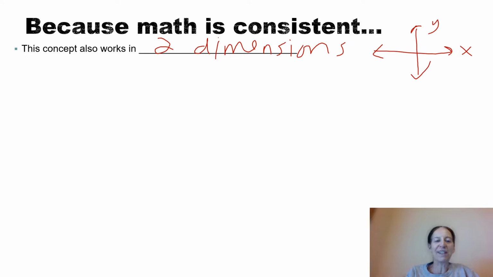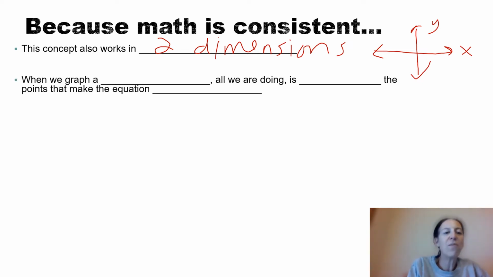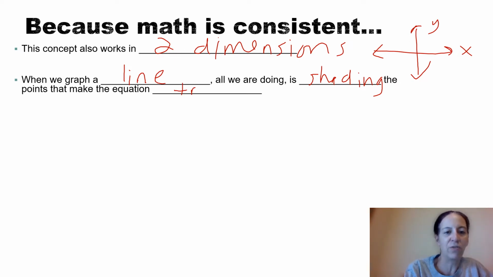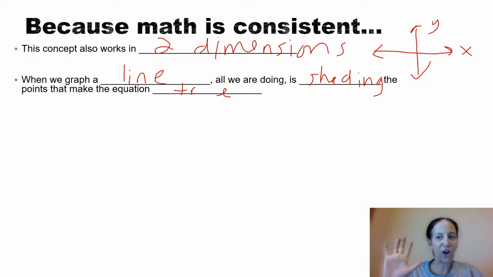So we are going to work through an example of this. If you did the summer assignment, which a good number of you did, then, if you genuinely watched the videos, you got a pretty good detailed recap of this particular concept. So when we graph a line, and I think we're going to keep it to lines for the time being, but keep in mind this would be true for all equations, all we are doing is shading the points that make the equation true, because that is all a graph is. It is the picture of all the points that make a particular equation true.